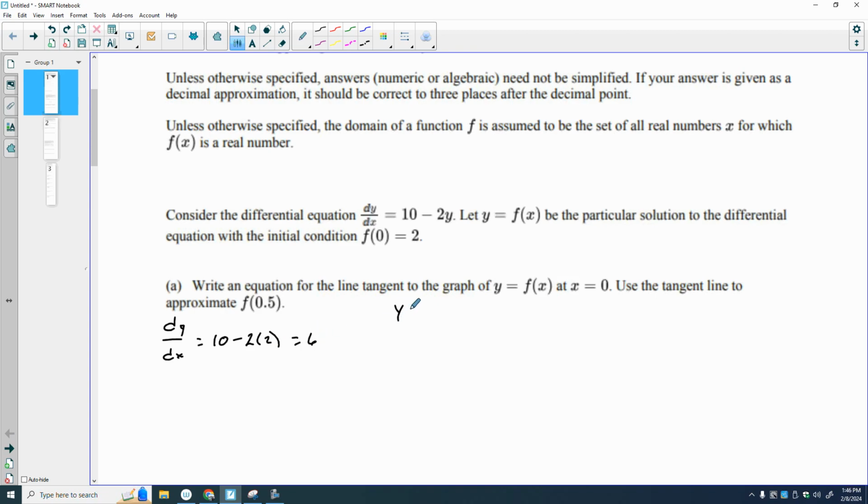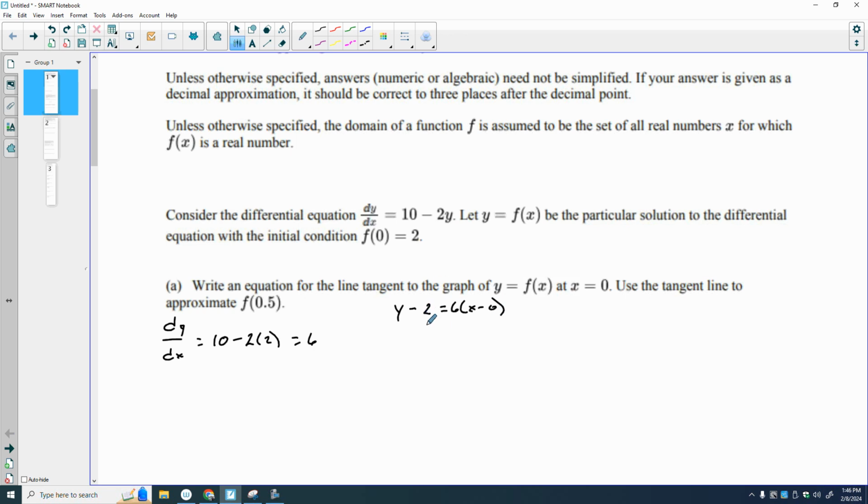So now I'm going to my y minus y1. They say at x equals 0, my point is at 2. So at x and y, I have 6 times x minus 0, which is just x.